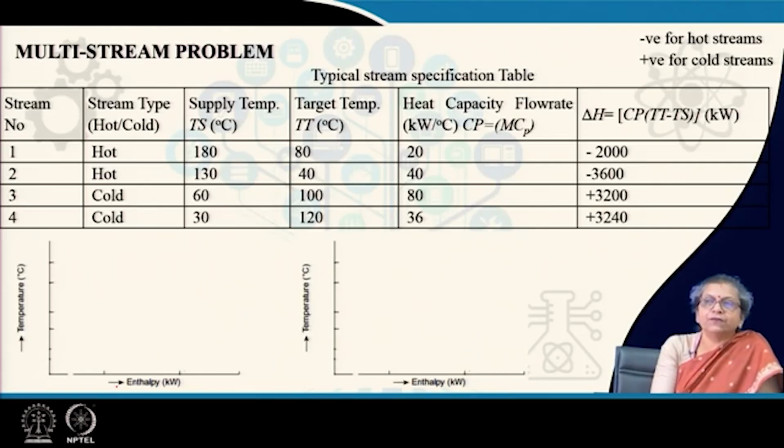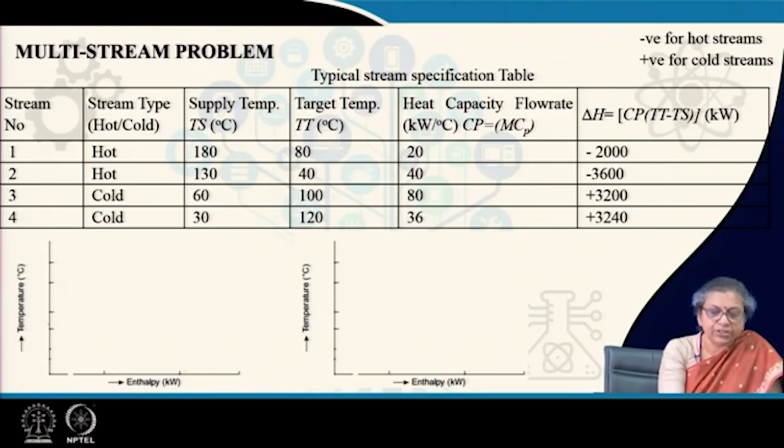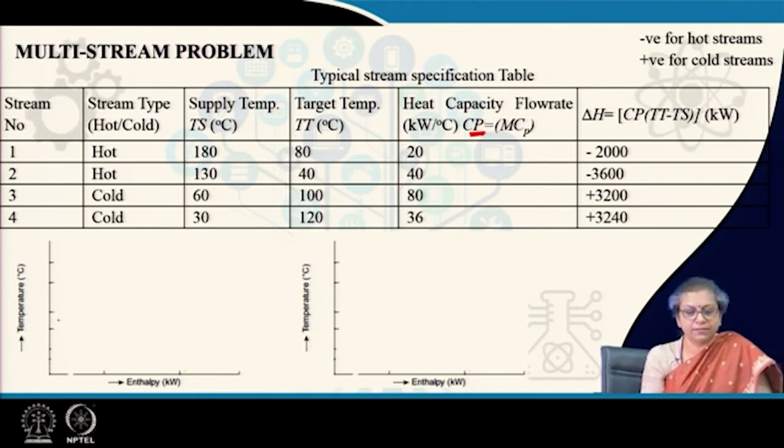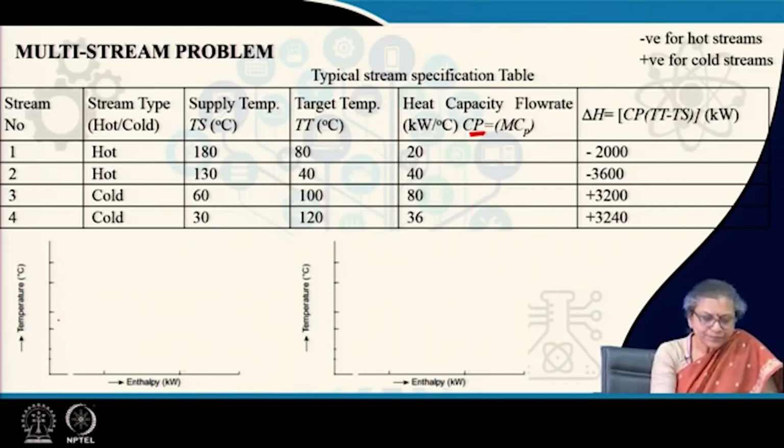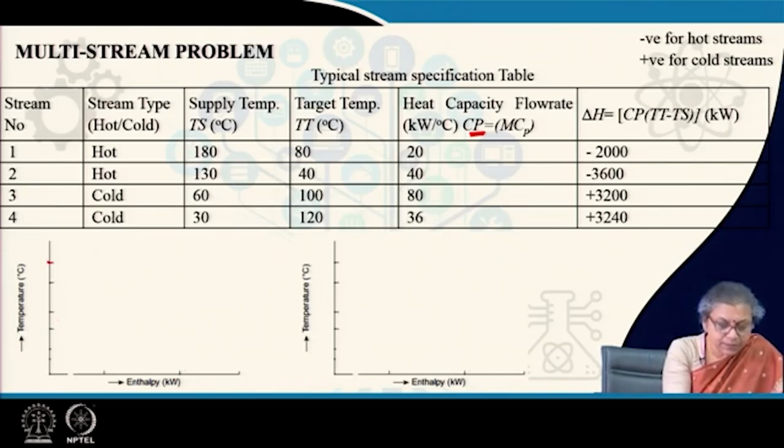Now, the problem is that when I had just one hot stream, one cold stream, it was pretty easy. I just marked the target temperature and the start and the end temperature, and I knew what is the slope. And it is going to be a straight line, because MCP, or rather the capital Cp, is constant. So, I could just draw the straight lines. Now, in this case, what do I do? For each particular stream, say for this hot stream, suppose I start from 80 degrees centigrade and I come down, 180 to 80 degree centigrade, right.